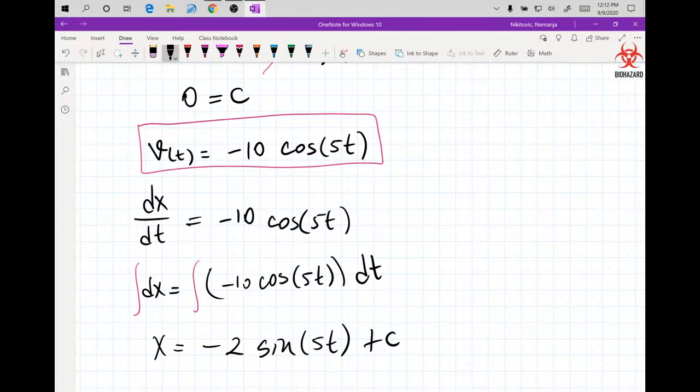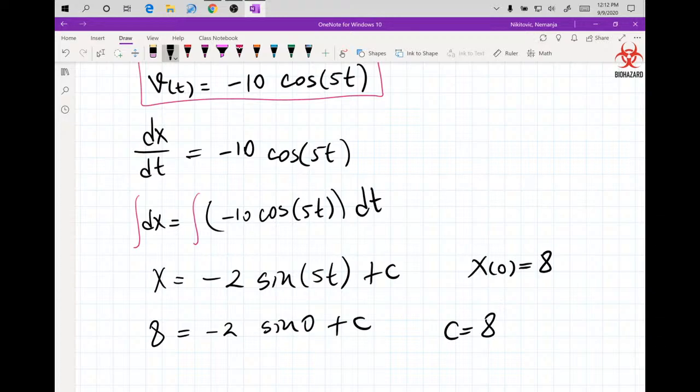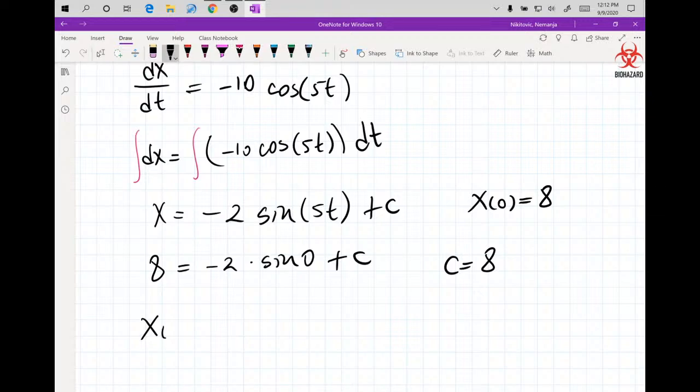And then we have that x0 is equal to 8, so x at 0 is 8. 8 equals negative 2 sine of 0 plus c. And from there you get that c is 8, because sine of 0 is 0, and then 0 times negative 2 is 0. So that whole term dies, and c is 8. So position function x of t is given as negative 2 sine 5t plus 8. And this would be your position function.